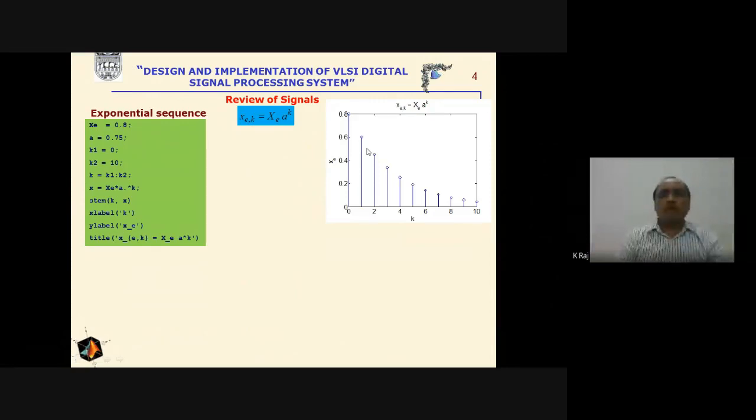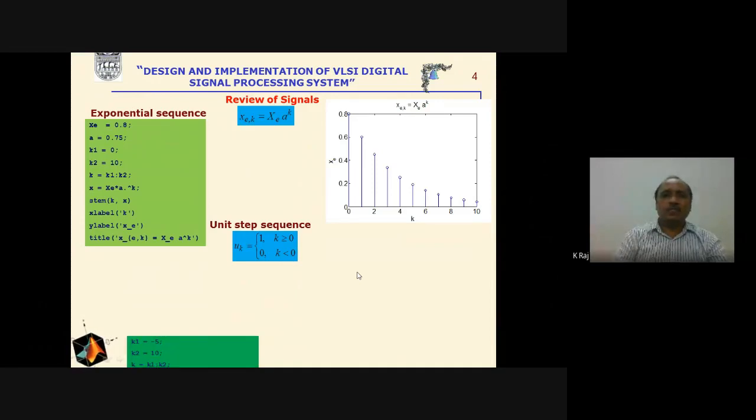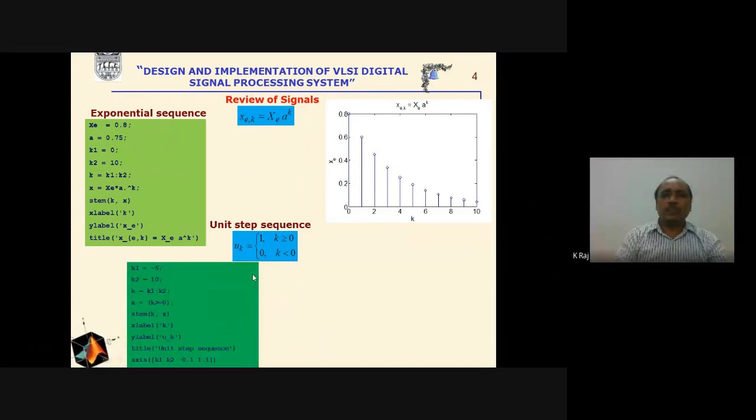Now again, we are interested in generating the same kind of sequence, but the nature of the sequence is different, say the unit step sequence. As we know, the unit step sequence has a value of 1 only when k is greater than or equal to 0, and it is 0 for negative values of k. In order to generate this function, we will write the code in this manner.